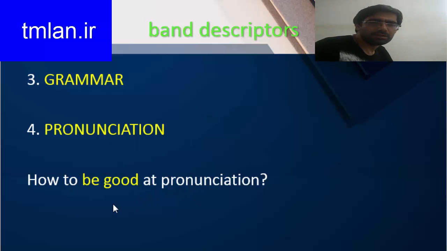How to be good at pronunciation? It's not magic, it's not intelligence, it's just focus, focus, and focus. You have to be precise and you have to practice pronunciation often. Work at it every day. Don't try to pronounce the words too fast.